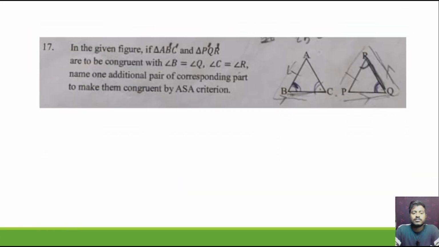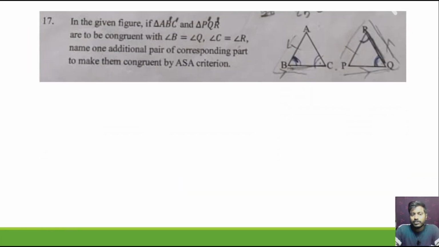In the given figure, triangle ABC and triangle PQR are congruent with angle B equal to angle Q and angle C equal to angle R. Name the one additional pair. So the congruence condition is AAS, meaning two angles and one side. Okay, two angles are already given, that is angle B and angle C, so the side is BC. So the additional pair is BC equal to PQ.